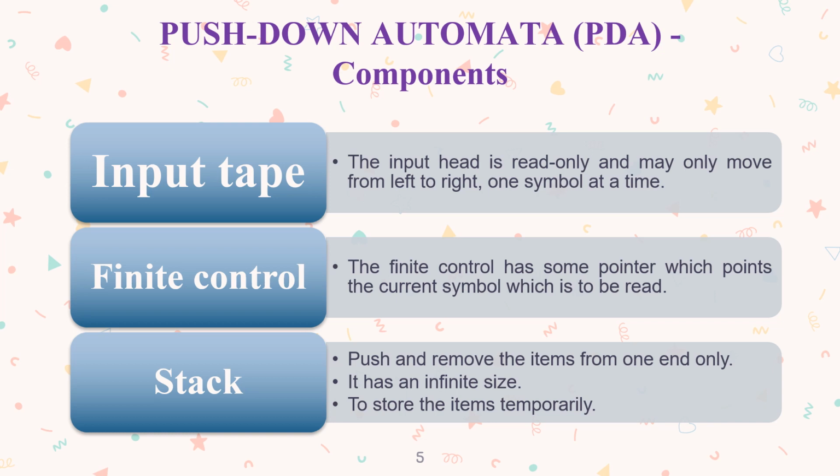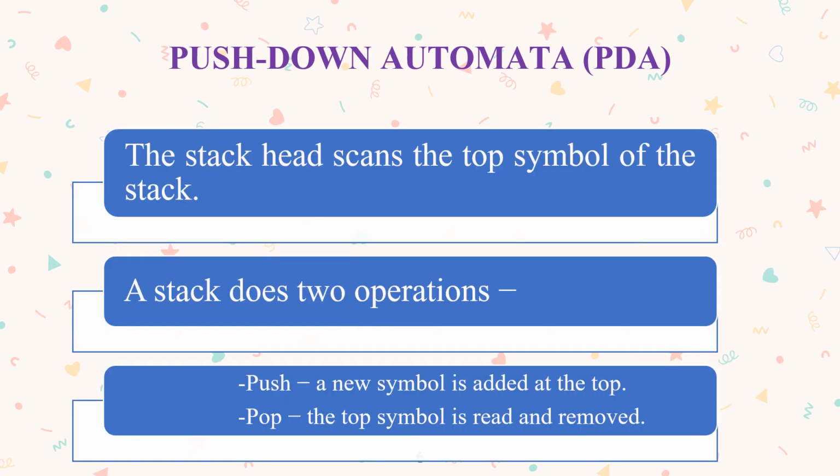Stack: push and remove items from one end only, that is the top of the stack. It has an infinite size to store the items temporarily. We know that the stack head scans the top symbol, that is, we can access any item from the top of the stack only. The stack does two operations, push and pop. In a push operation, a new symbol is added at the top. In a pop operation, the top symbol is read and removed.